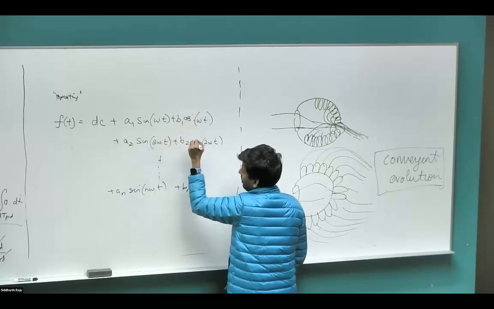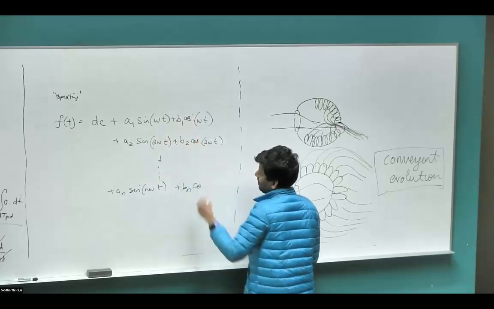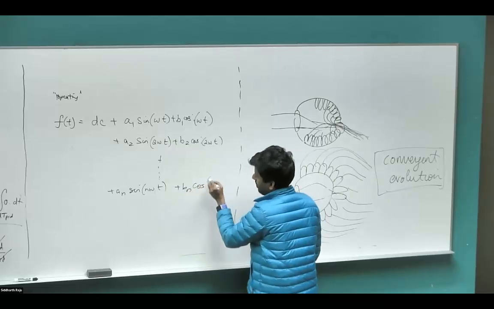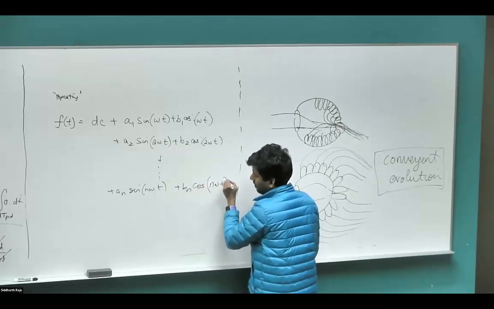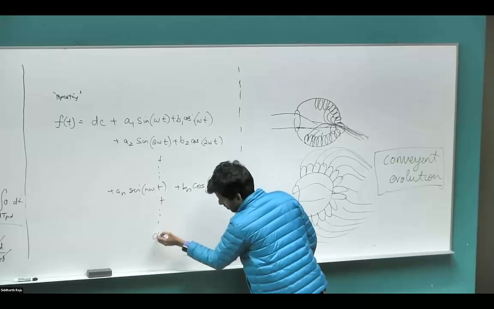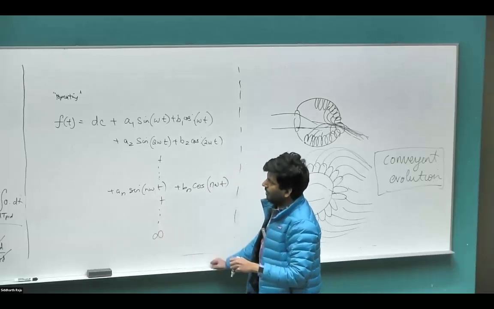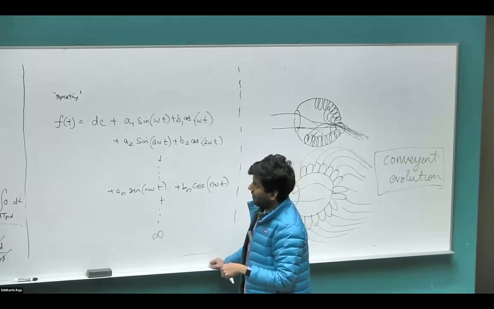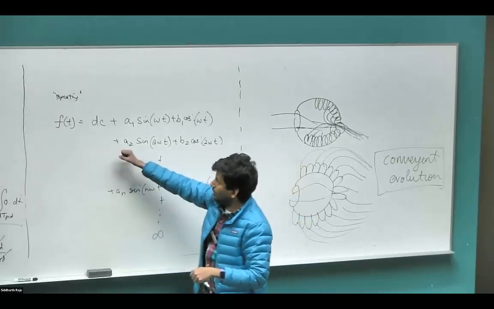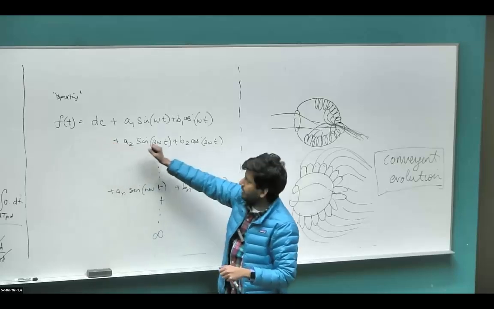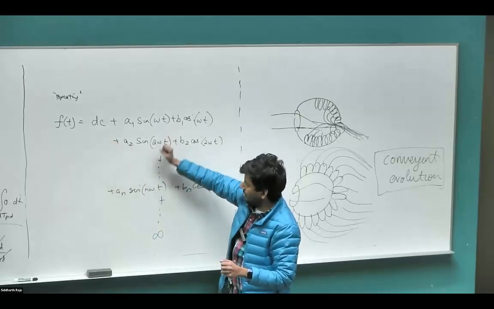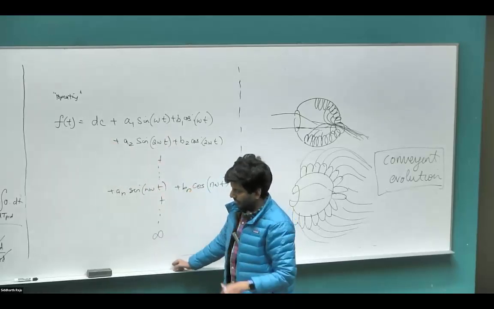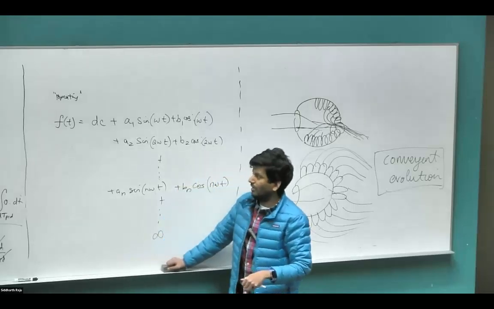Whether you use A with sines, B with sine, it really doesn't matter. But one of them is sine, the other one is cos, and so on and so forth, all the way up to infinity. So the idea is if you have any repeating signal, you can resolve it into some DC component plus a sum of sines and cosines, which are just multiples of the fundamental frequency that you're trying to analyze.